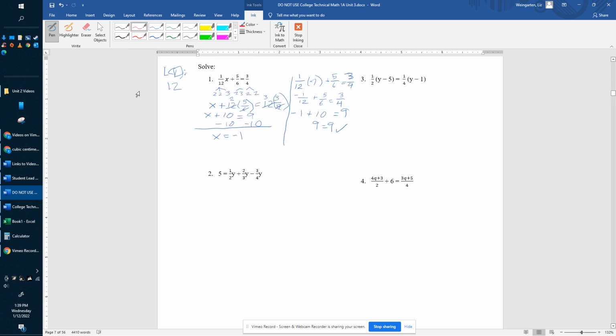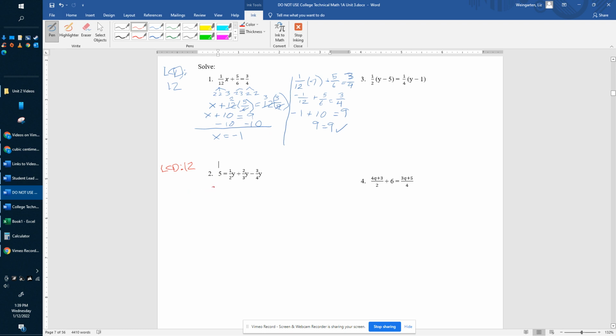Let's take a look at problem 2. So now we have to find an LCD again. So 1/2 has a 2, 2/3 has a 3 in the denominator, 3/4 has 2 2's in the denominator. So we have to have something that has 2 2's and a 3. That again is going to be 12. So we'll multiply both sides of the equation by 12.